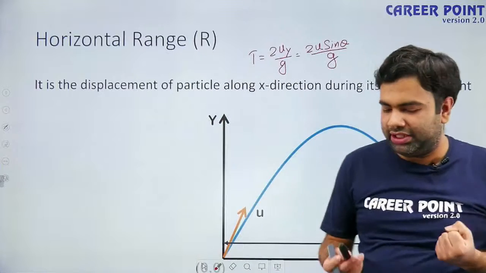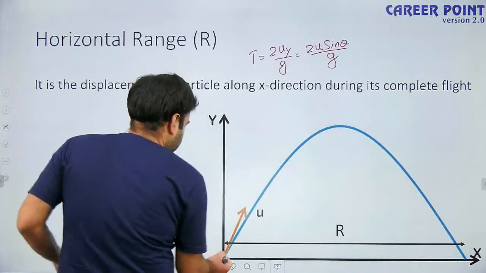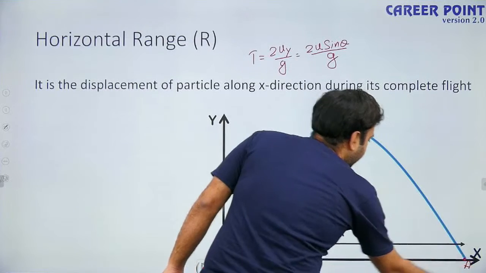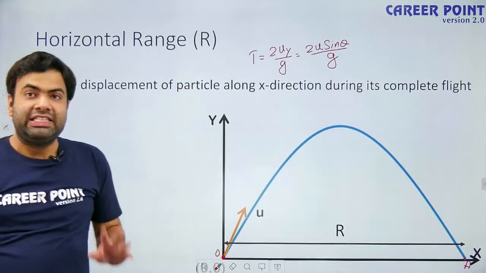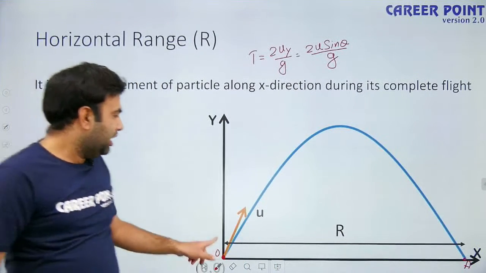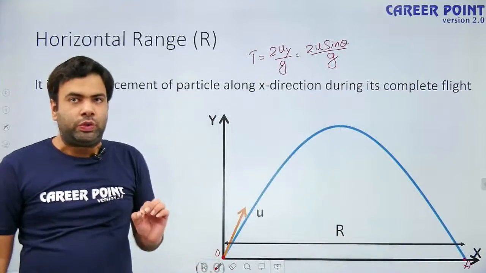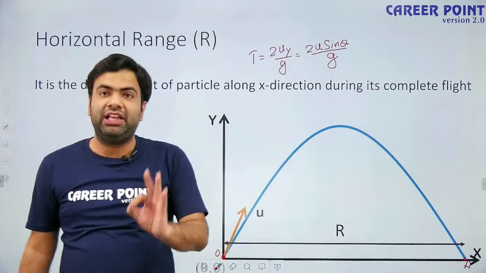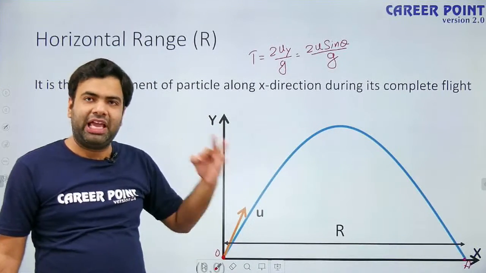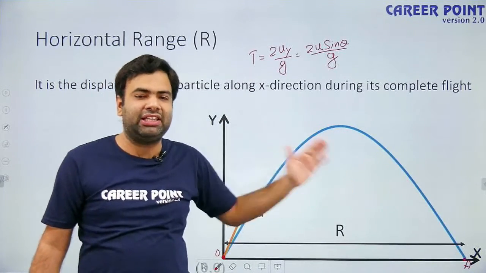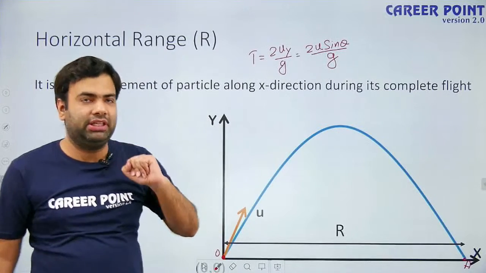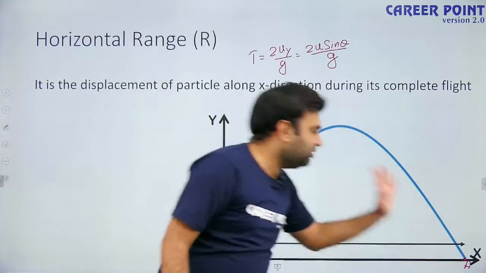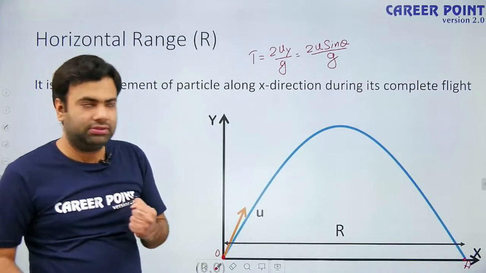Now, how to calculate it? Suppose this is point O, the origin, and this is point A. If I apply the second equation of motion in x direction, though equations of motion are not valid for the whole two-dimensional motion, they are valid in separate directions. I can apply them in x direction separately and in y direction separately. So if I apply the second equation of motion in x direction, I will get the displacement.